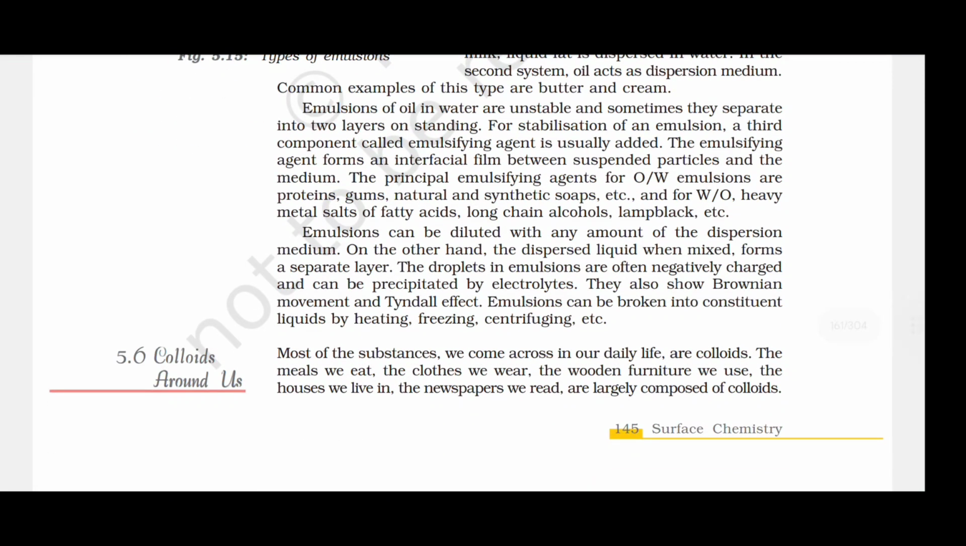Emulsions can be diluted with any amount of the dispersion medium. On the other hand, the dispersed liquid, when mixed, forms a separate layer. The droplets in emulsions are often negatively charged and can be precipitated by the electrolytes. They also show Brownian movement and Tyndall effect. Emulsions can be broken into constituent liquids by heating, freezing, centrifuging, etc.